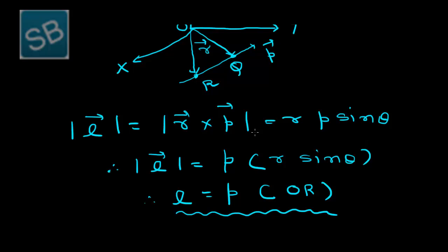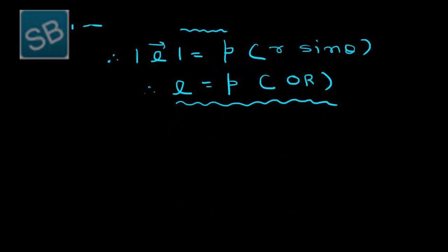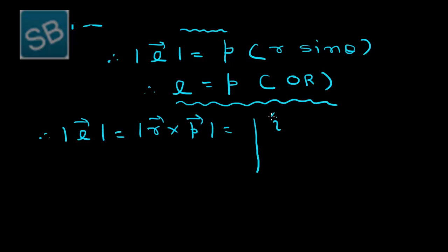And so this is the actual representation. In another way, you can find out the value of R cross P by using the determinant. So for that, magnitude of L is equal to magnitude of R cross P, and we know the magnitude of R cross P is given by the determinant i cap, j cap, k cap.